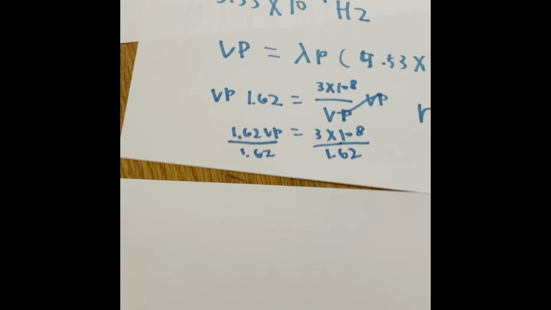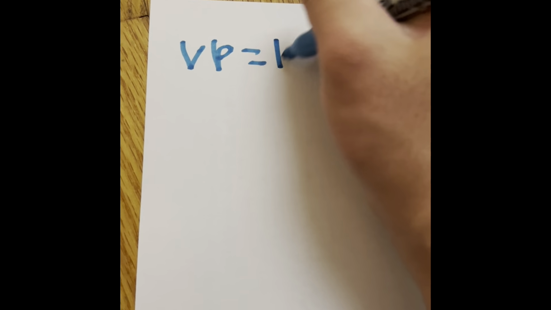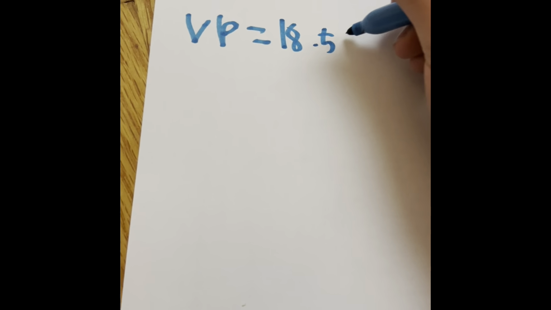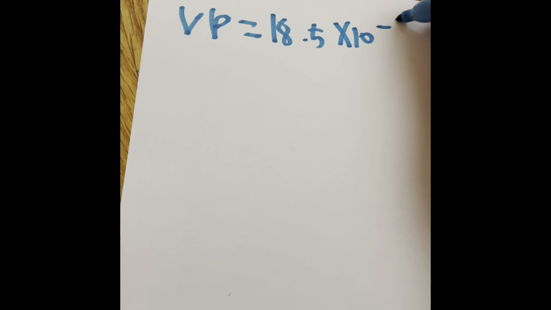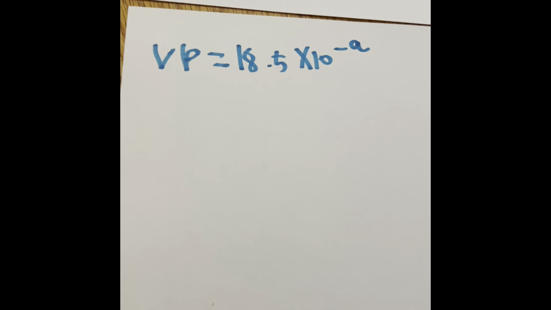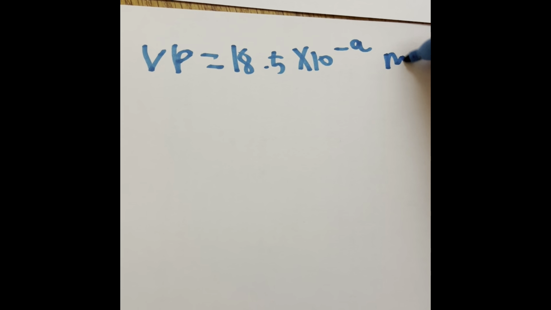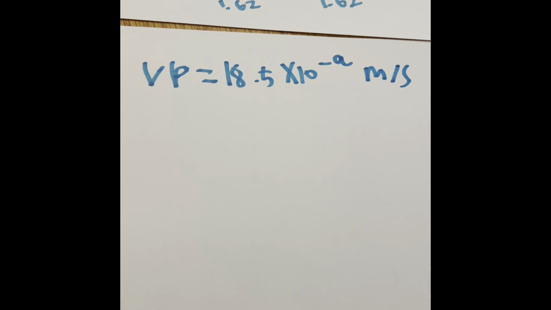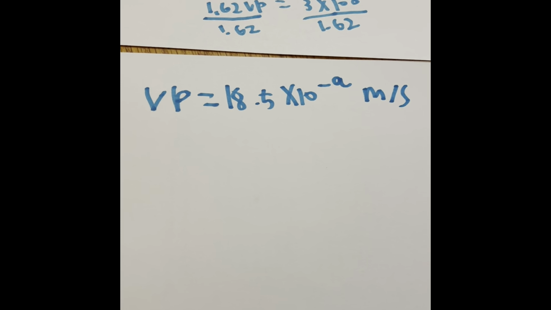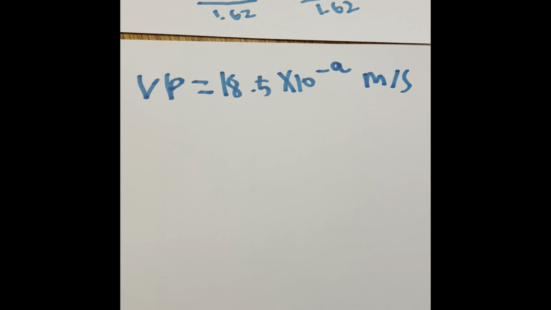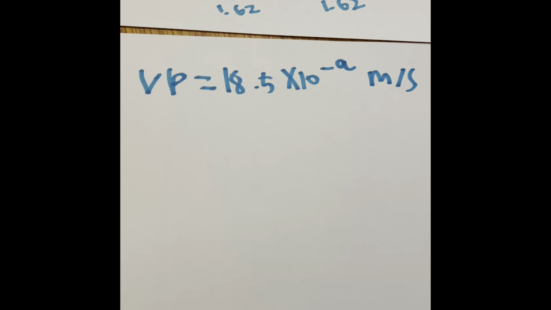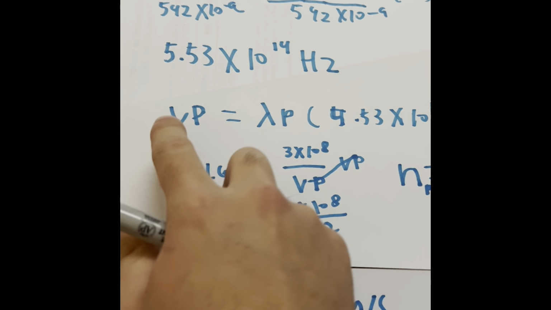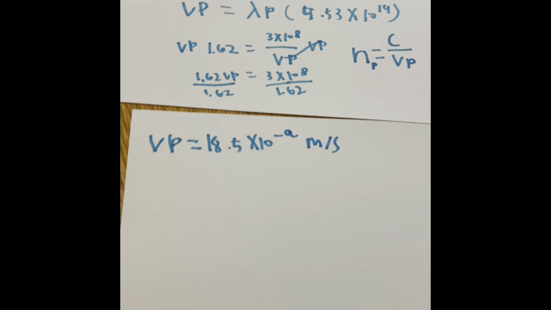I'm going to add a second piece of paper because it's going to help us a lot. Our velocity inside that prism should be equal to 18.5 times 10 to the negative 9. That is going to be in meters per second. But that's meters per second. We're not done yet. We got the VP, the velocity inside the prism. We can now solve to get the wavelength inside the prism.